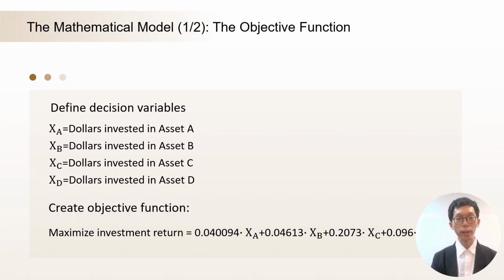route to. Now, we are going to abstract the real-world problem into mathematical expressions. To begin with, we start by defining our decision variables, which are the investment amounts in four assets, A, B, C, and D. Our primary goal is to determine the amount of money allocated and maximize the investment return. So the objective function equals the expected rate of return of each asset multiplied by the corresponding investment amount.